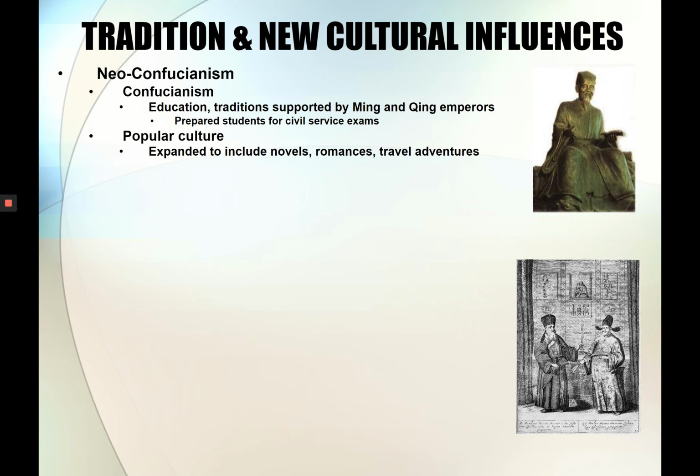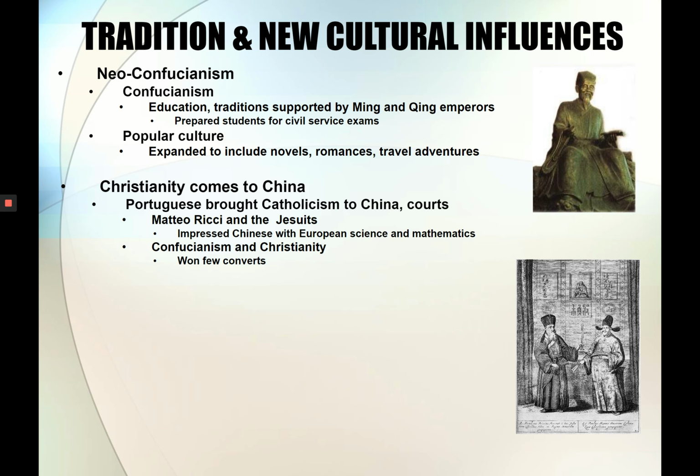As far as the role of Christianity, Christianity was first introduced by the Portuguese, and the Jesuits, and this begins with Matteo Ricci, who was a Jesuit. They're able to make their way into the Ming court with their technology, specifically clocks. The Ming Emperor was fascinated by European clocks. And so they kind of get their foot in the door by bringing in European clocks and some other technologies.